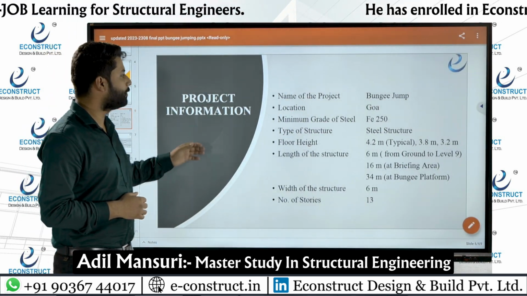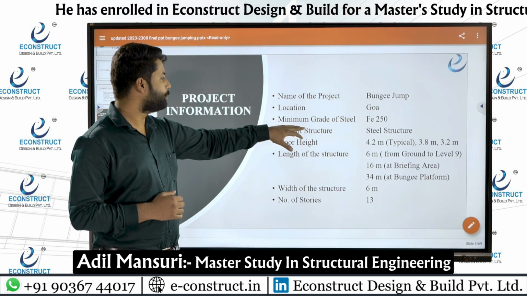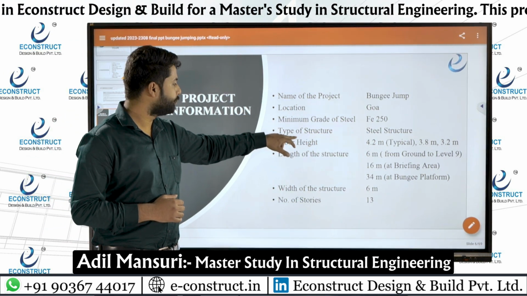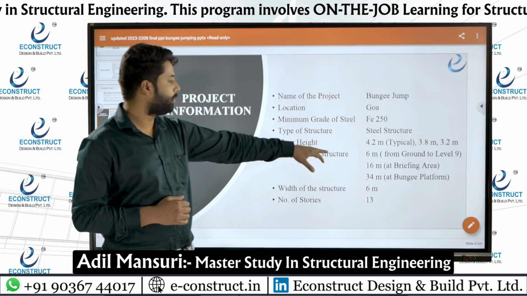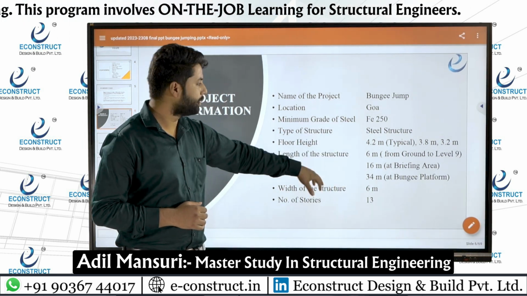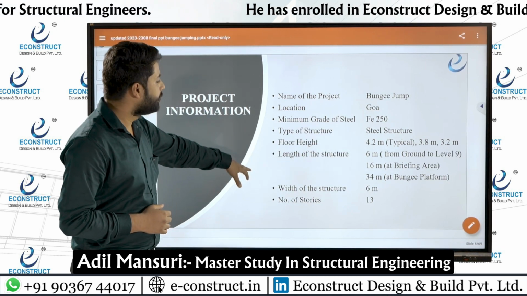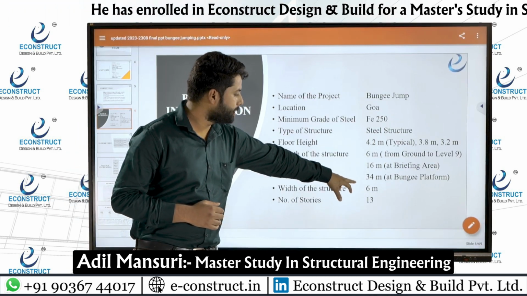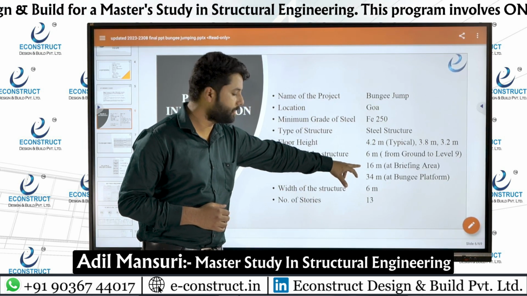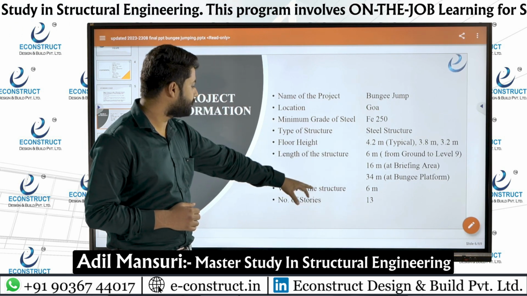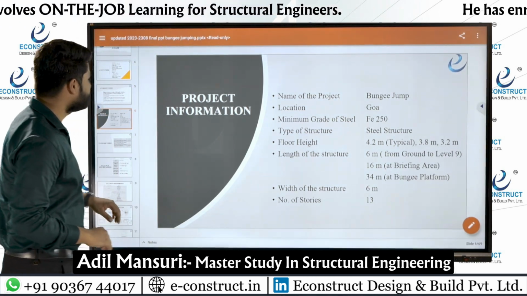Talking about the project information, the name of this project is Bungee Jumping Goa. Its location is Goa. We have used a concrete grade of 250. The type of structure is steel structure. Floor to floor height we have considered is 4.2 meter for typical stories and 3.8 meter for the bungee platform area, and over the terrace 3.2. The length of the structure is maximum at the bungee level platform, 34 meter, and for the briefing area we have considered 16 meter. The width of the structure is 6 meter, and the number of stories in this project is 13.